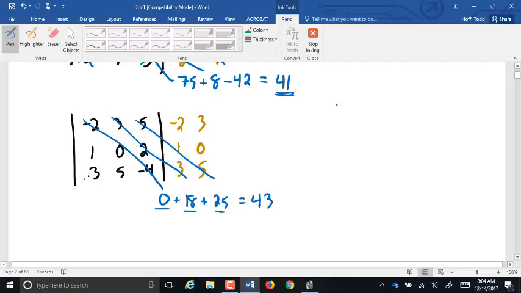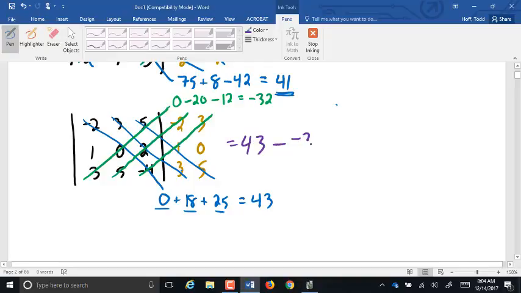Now I have to go up the diagonals as well. 3 times 0 times 5 is 0. 5 times 2 is 10, times negative 2 is negative 20. Negative 4 times 1 is negative 4, times 3, negative 12. That adds up to a negative 32. So our down is 43 minus our up of negative 32. This is the determinant of 75.